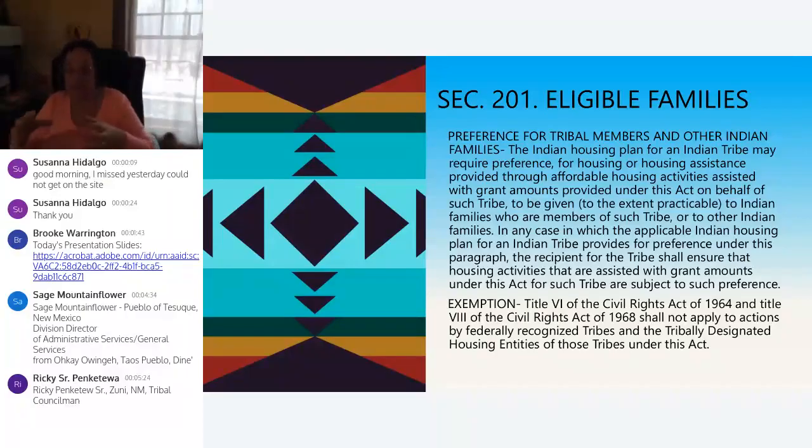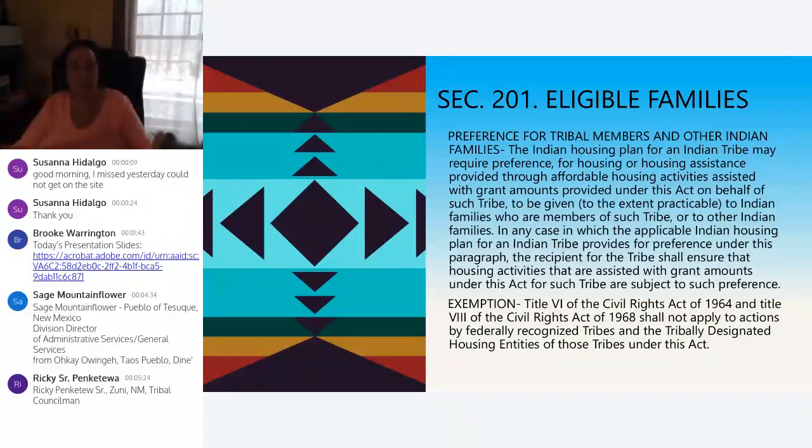In any case in which the applicable Indian housing plan for the tribe provides for preference under this paragraph, the recipient for the tribe shall ensure that the housing activities assisted with the grant amounts under this act for the tribe are subject to such preferences.